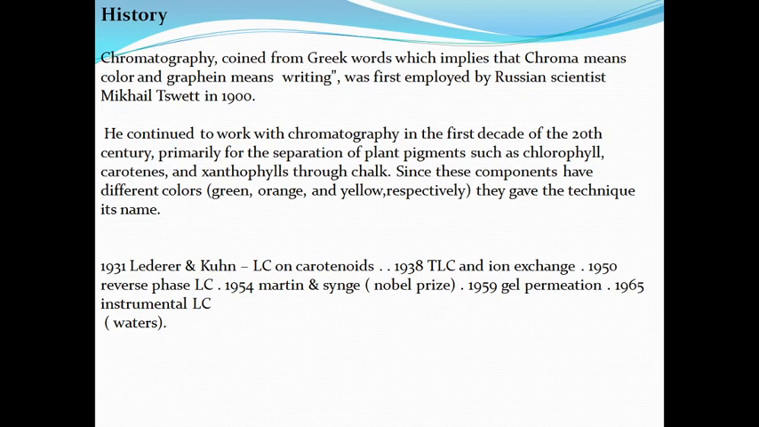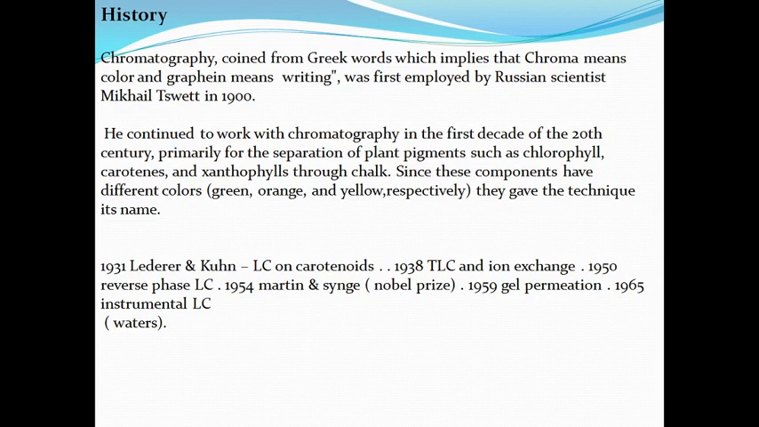So first, chromatography is a Greek word. The word is coined from two Greek words. One is chroma, which means color, and graphein, which means writing. This technique was first employed by the Russian scientist, basically a botanist, Mikhail Tswett. First he decided to separate the plant pigments, particularly chlorophyll, carotenoids, and xanthophylls, through a chalk piece.